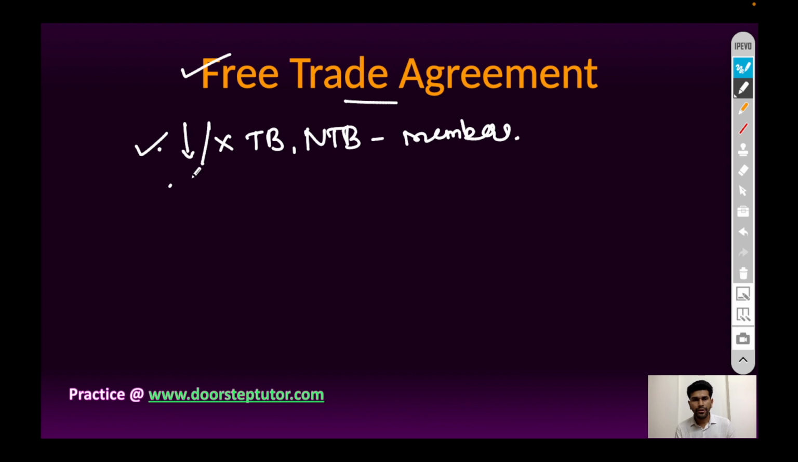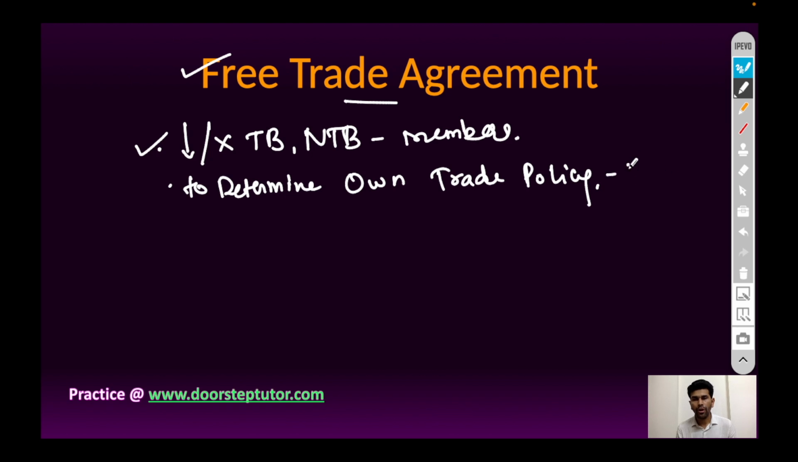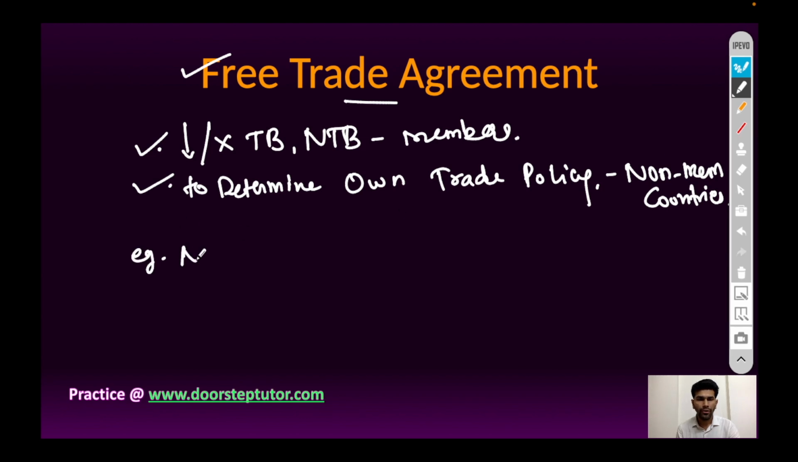and determine its own trading policy for non-member countries. So these two criteria are there: reduction of tariff and non-tariff barriers among member countries, and determining its own trading policy for non-member countries. For example, the North American Free Trade Agreement, which was established on 1st January 1994.